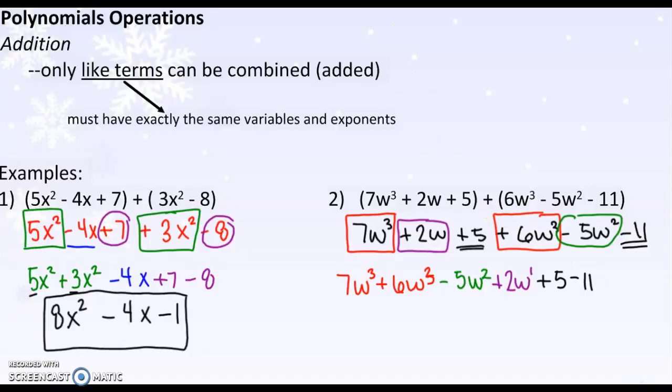So we're going to go ahead and combine those like terms. 7w cubed plus 6w cubed. We're looking at our coefficients and adding those. 7 plus 6 is our 13w to the third power. Negative 5w squared did not have a partner, so that gets rewritten. Positive 2w to the first did not have a like term. And positive 5 and negative 11 leaves us with negative 6. And that's our answer.